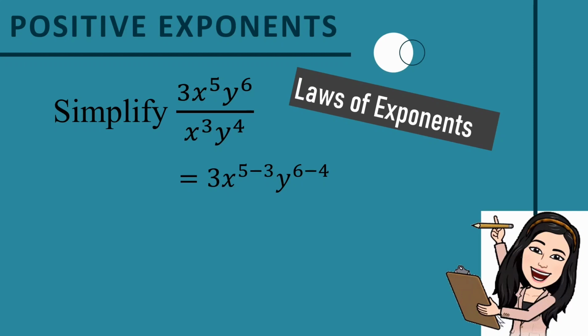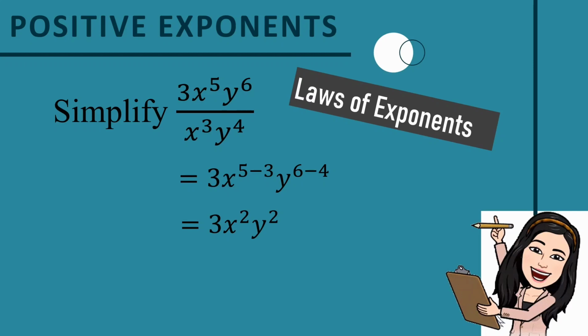So that will become 5 minus 3. And then y to the 6th power and y to the 4th power, copy the same base, and then subtract the exponent, 6 minus 4. Simplifying, we have 3x squared, 5 minus 3 is 2, and 6 minus 4 is 2. So therefore, the answer is 3x squared y squared. Okay? Now, let us proceed discussing the negative exponents.